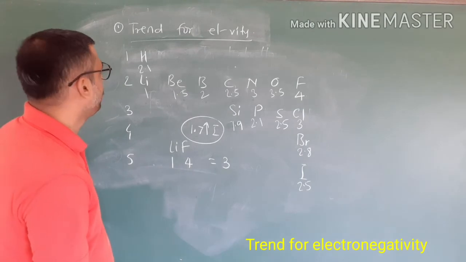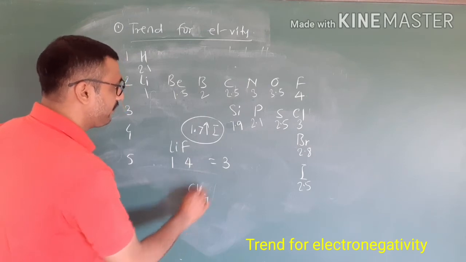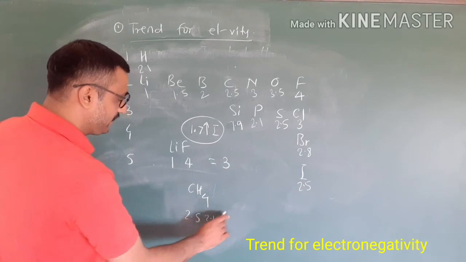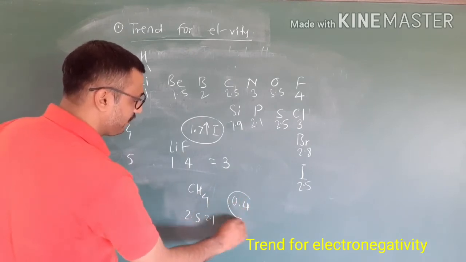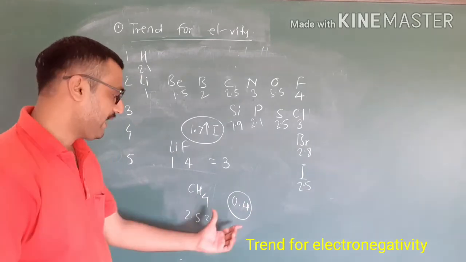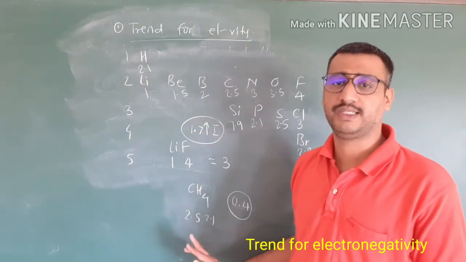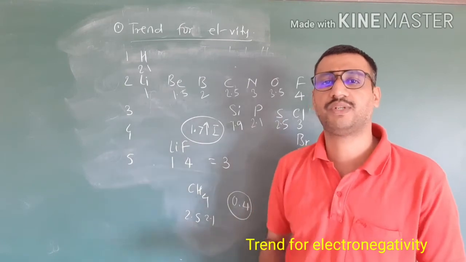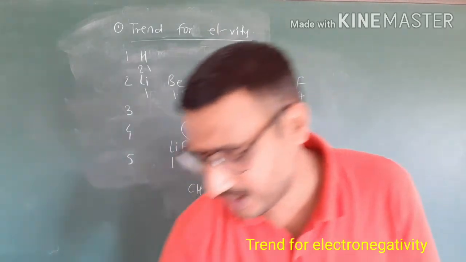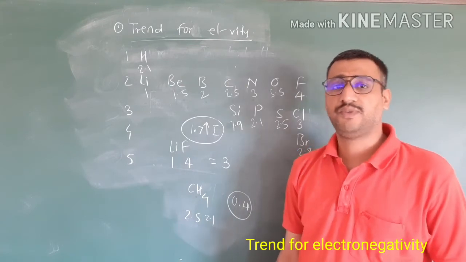Let's have another example, CH4. In CH4, carbon electronegativity is 2.5 and hydrogen electronegativity is 2.1, so the difference is 0.4. It is 0.4 units, though there is no specific unit for electronegativity. As the difference is less than 1.7, the compound is covalent in nature. If the electronegativity difference is greater than 1.7, the compound is ionic. If it is less than 1.7, the compound is covalent. If the electronegativity difference is exactly 1.7, the compound shows 50% ionic and 50% covalent characteristics.